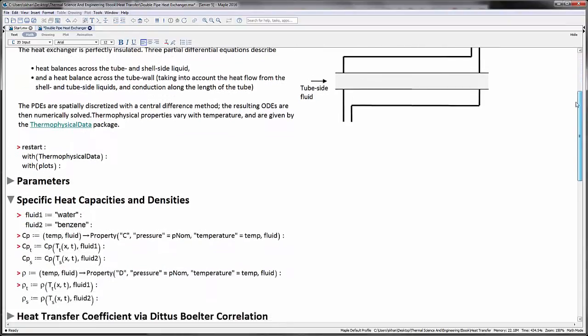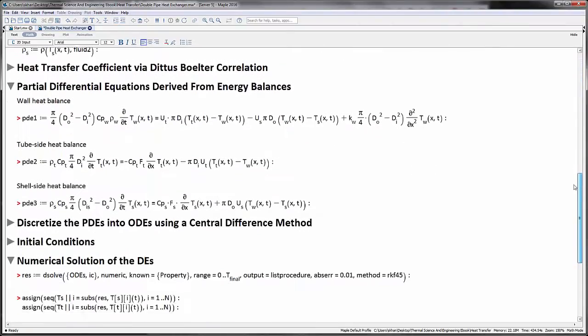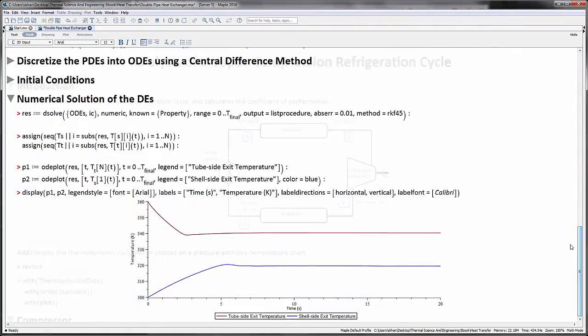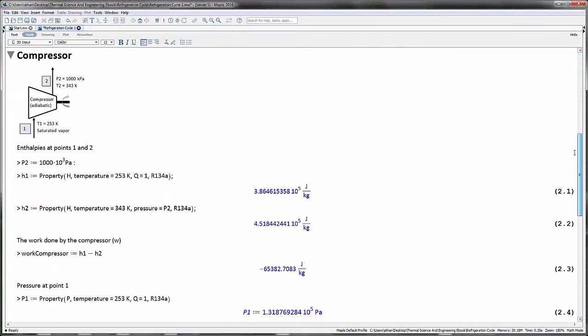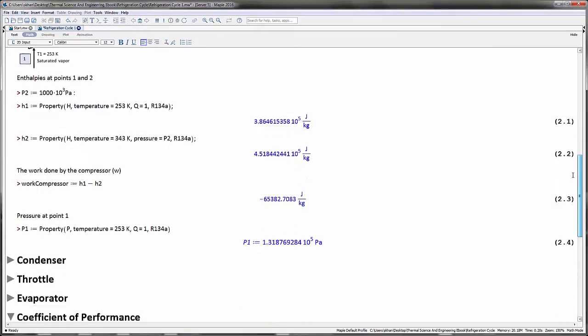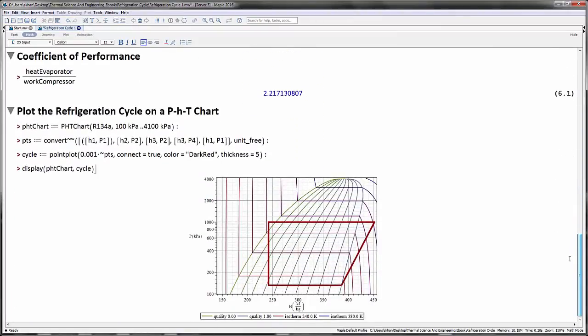simulate lumped parameter heat exchanger models with fluid properties that change with temperature, model the heat flows across a vapor compression refrigeration cycle, and plot the process on a pressure enthalpy chart, and much more.